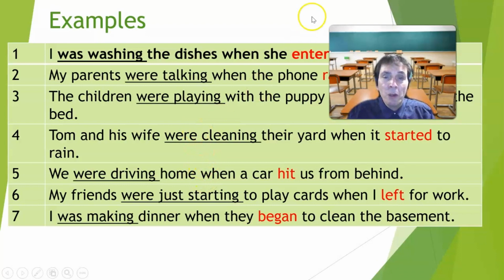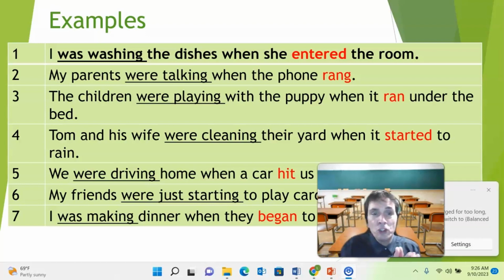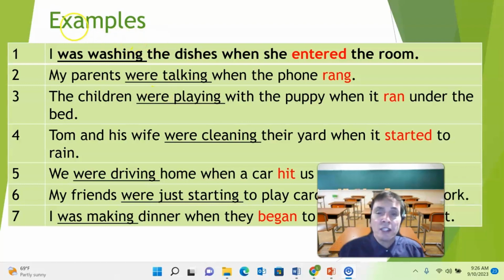Okay, so one thing we want to notice about this is that here we have two different actions, two different verbs. Both of these are in the past. Now, what it means is that you were doing something when another action started. So let's take a look at this example. I was washing the dishes. So in other words, I was doing this action.